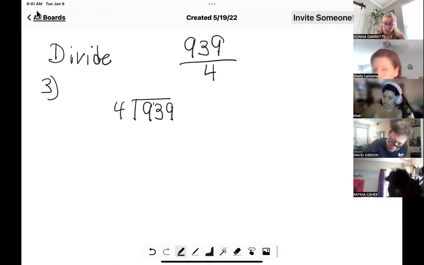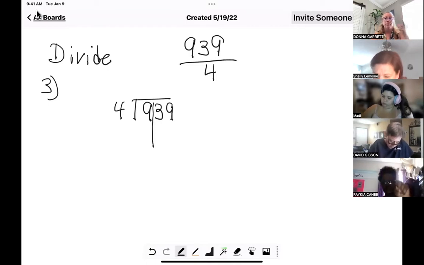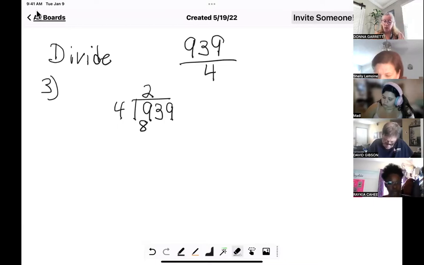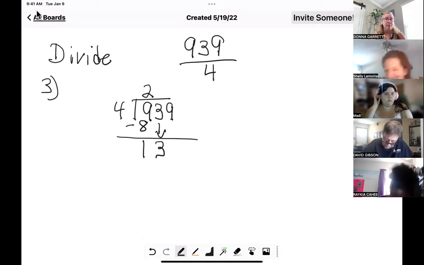Now, I'm going to draw a line here and see if this helps too. Just look at the 9. You look at the first digit. Can I divide 4 into 9? Is there something times 4 that will get me 9 or close to 9? And that would be 2, right? 4 times 2 is 8. So if I do 2, 4 times 2 is 8. I'm going to get rid of this, and I'm going to subtract. So 9 minus 8 is 1. And you always bring down the next number, 3.